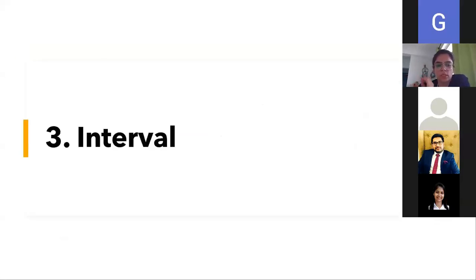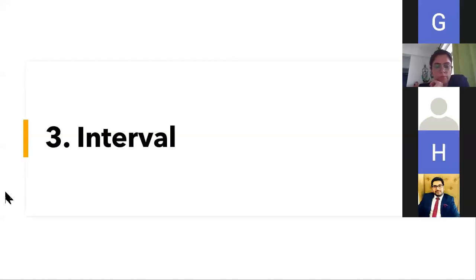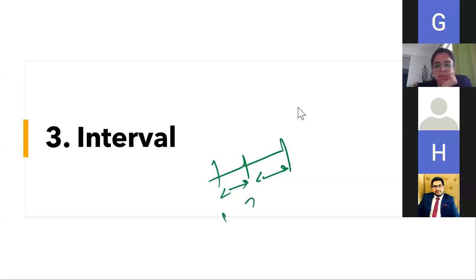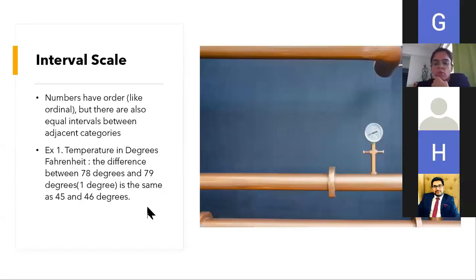Next comes interval scale. So what is interval scale? Difference in between. Yes, so the difference is the same. Okay. First, second, third. So difference between first and second, difference between second and third is the same. Let me give you one example. So for example, temperature. Temperature in degrees Fahrenheit. So the difference between 78 and 79 is the same as the difference between 45 and 46.